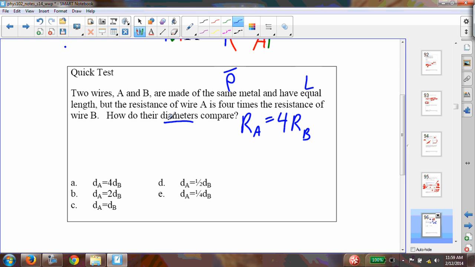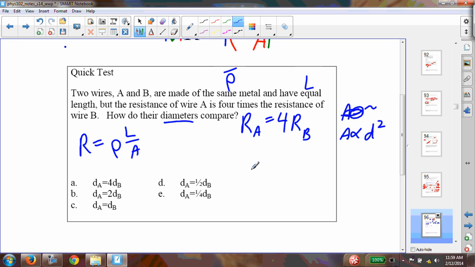All right, so let's look at this. I'm going to give you a little bit of guidance. R is equal to rho times L over A. Notice that I'm asking for the diameter. And remember that the area is proportional to the diameter squared. So I'm going to have to account for this when I figure out what their diameters are. Now I know that the resistance of wire A is 4 times the resistance of wire B, and they also have the same length.